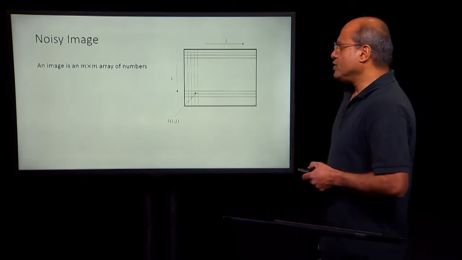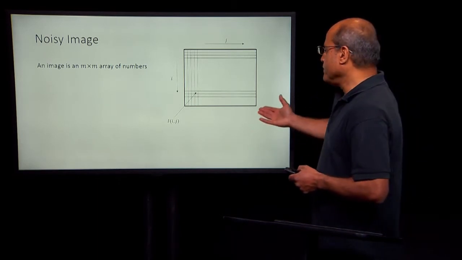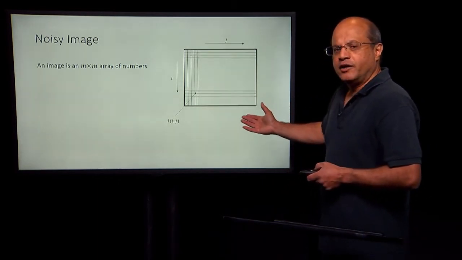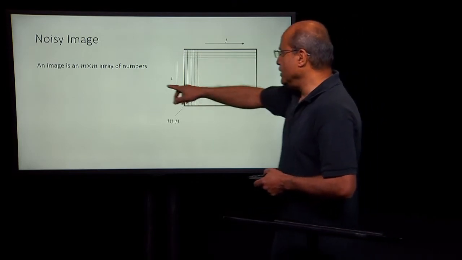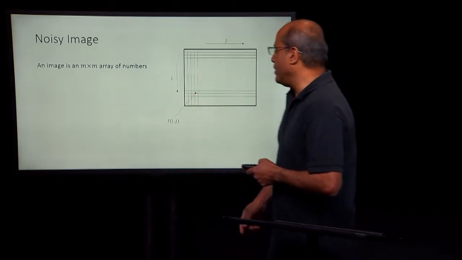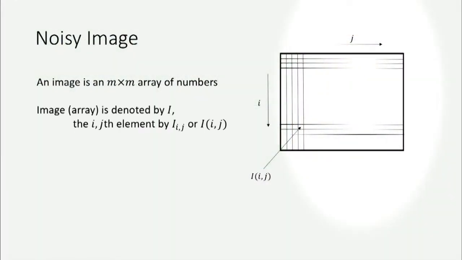All right, so what's a noisy image? Well, let's begin by just asking what's an image. As far as we are concerned, a digital image is just an array of numbers. In this case, it happens to be an m by m array of numbers. The entire array, we're going to denote by I. So I is a single image, an entire array, and the ij-th element of that image is a single number.